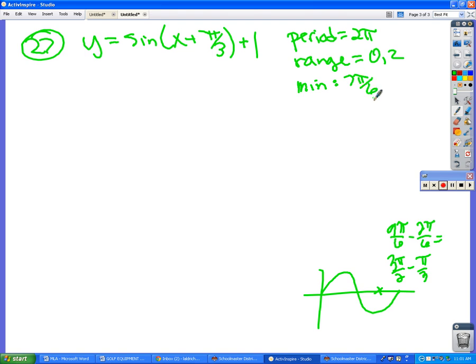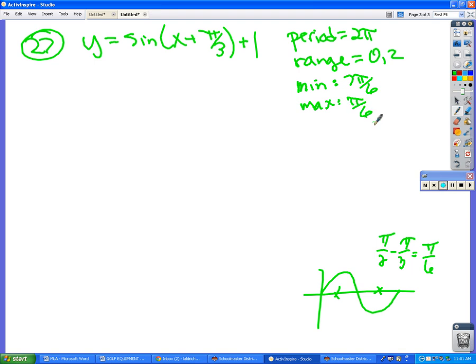Where is the maximum going to happen? It normally happens at pi over 2. And now we have to subtract pi over 3 from that. So pi over 2 minus pi over 3 would be, anybody know? Good, pi over 6. So our new graph is going to have a maximum at pi over 6.